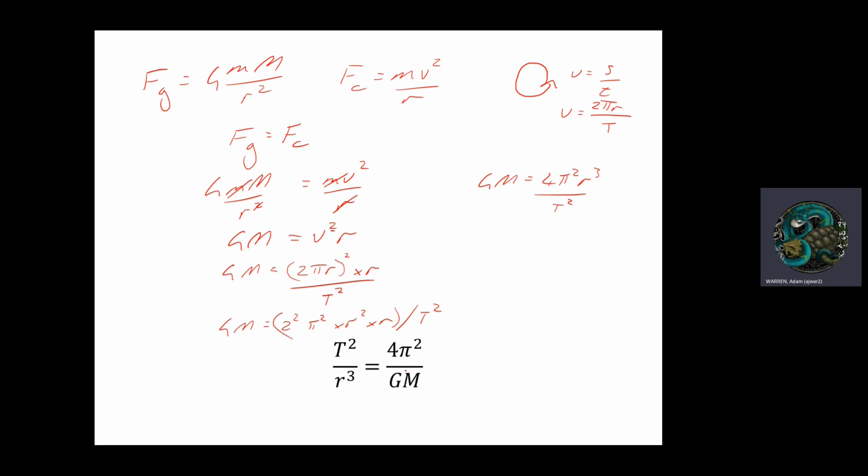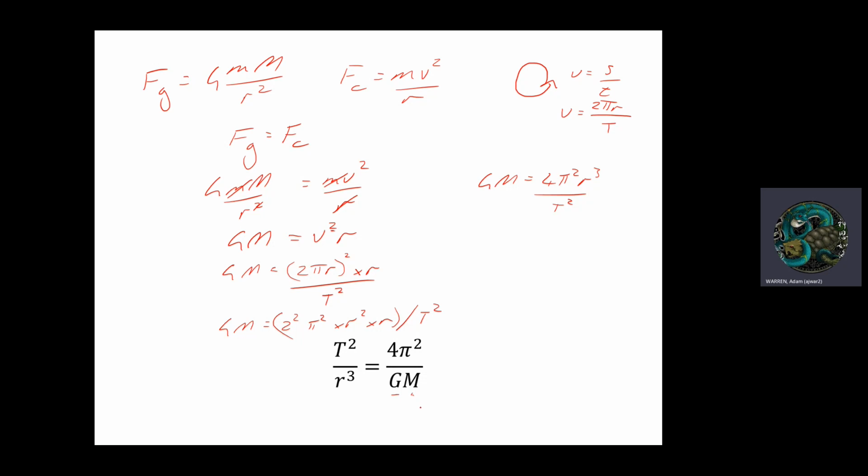So the final rearrangement, and the thing that's given to you in your formula booklet, looks like this: T squared over r cubed equals 4 pi squared over G times M. Now G is, remember, a constant. It's in your formula booklet. This big M here in this case is the mass of whatever's at the center of the system.